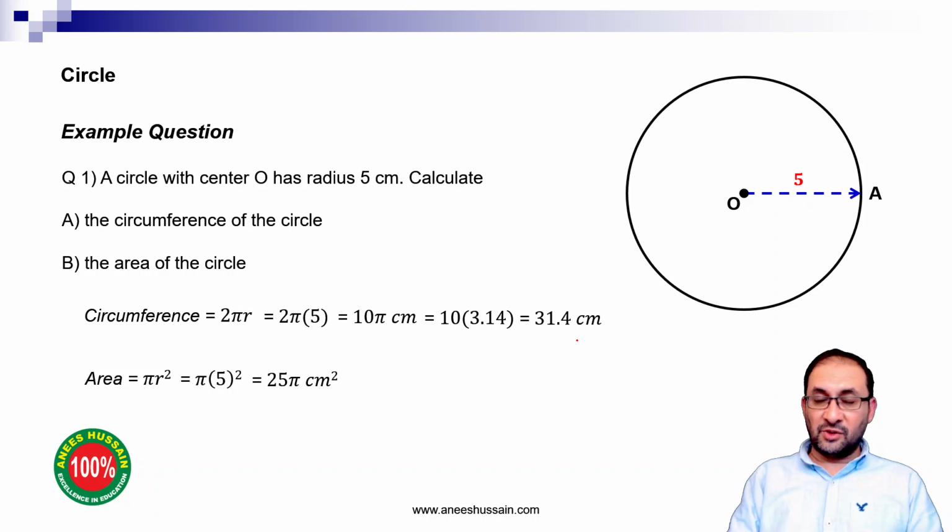You can leave the answer as 25 pi centimeters square if the answers in the question are left in terms of pi. However, if the answer is given as a numerical value, again replacing pi with 3.14 will be the easier choice. So 25 times 3.14 will give you 78.5. So the area would be 78.5 centimeters squared.